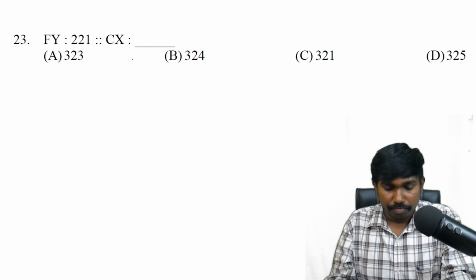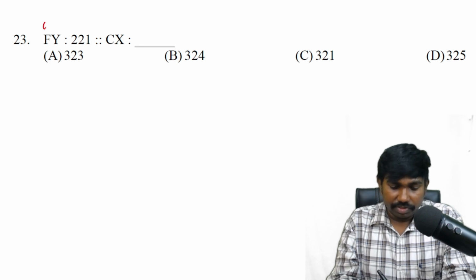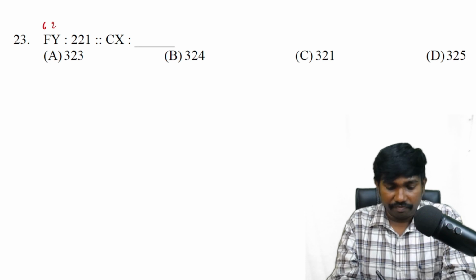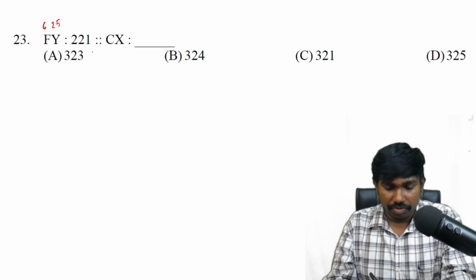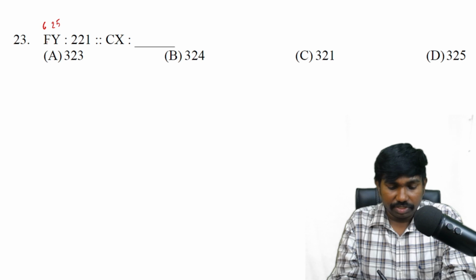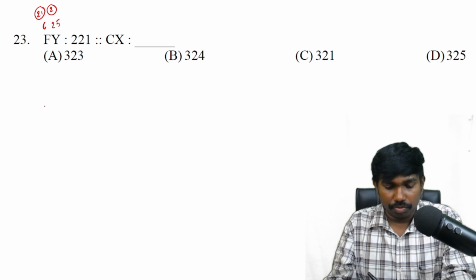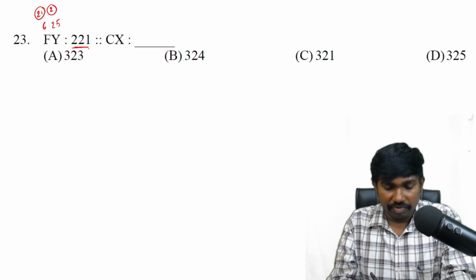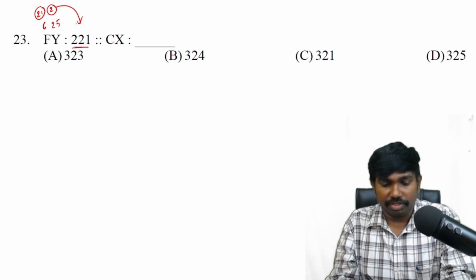Next one: FY 221, CX dash. See, F is 6 and Y is 25. Is it anywhere related with the given number 221? Let us go for the reverse letter positions. F in the reverse direction is 21 and Y in the reverse direction is 2. Yes, is it matching with these two numbers? Yes, it is matching now.